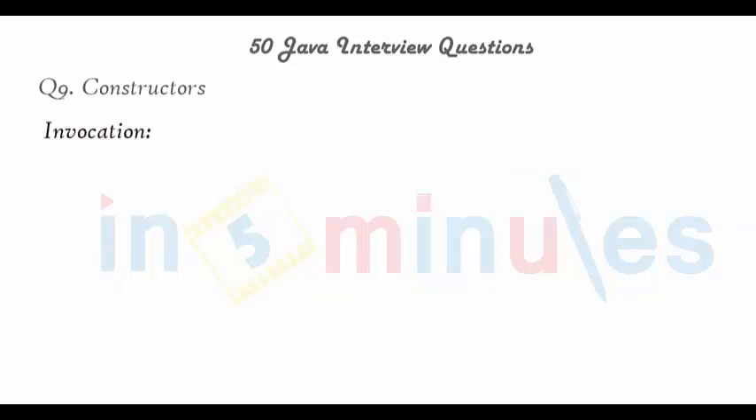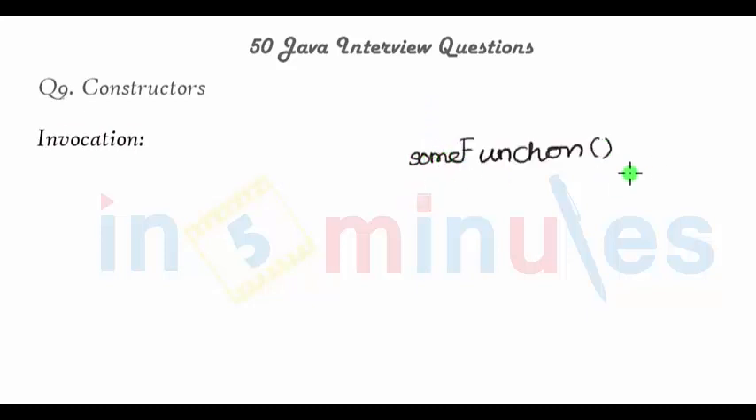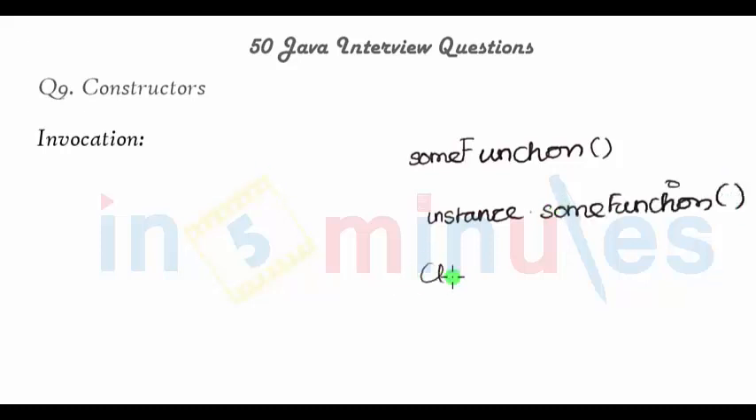Let's discuss how constructors are invoked. So we know that methods, be it static or non-static, are invoked using the object name. So if we have a function called sum function, then I will invoke this function, if it is non-static, using the instance. So it will be instance dot sum function, and if it is static, then it will be the class name dot sum function.